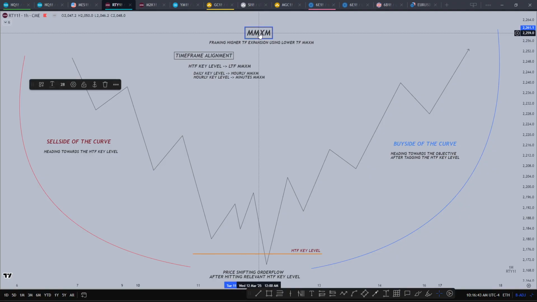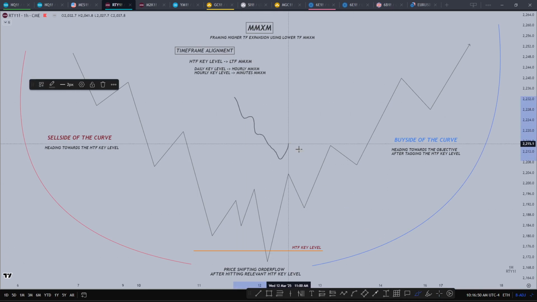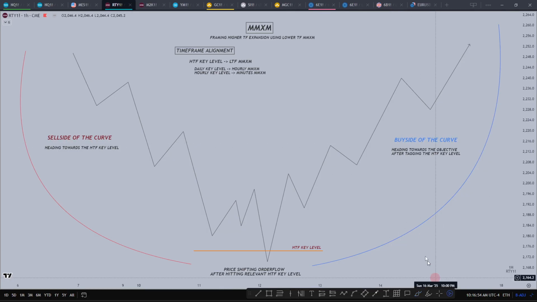Okay, so MMXM is basically every move in market is MMXM. Every move you see, every expansion you see is a MMXM. But MMXM in simple language is when price changes its order flow, like from bearish to bullish after hitting the proper key level required, which will sponsor the move, the opposing move, we can say.